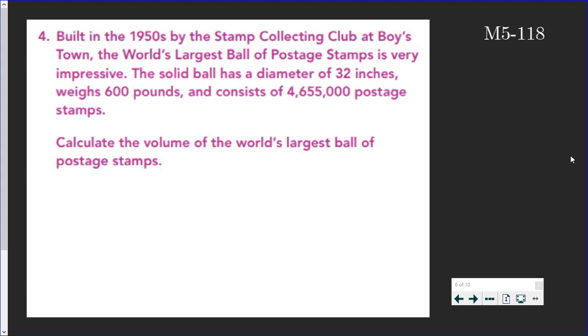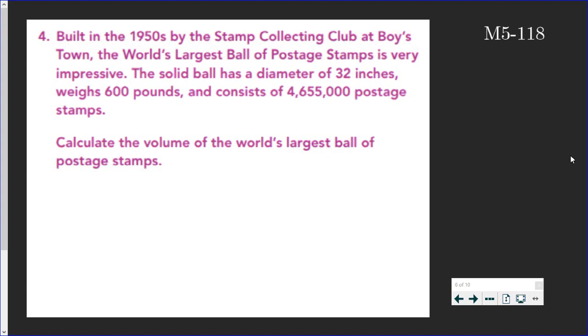Built in the 1950s by the Stamp Collecting Club at Boys Town, the world's largest ball of postage stamps is very impressive. The solid ball has a diameter of 32 inches, weighs pounds, and consists of postage stamps. Calculate the volume of the world's largest ball of postage stamps. Okay, so this one is just asking for the volume, okay?